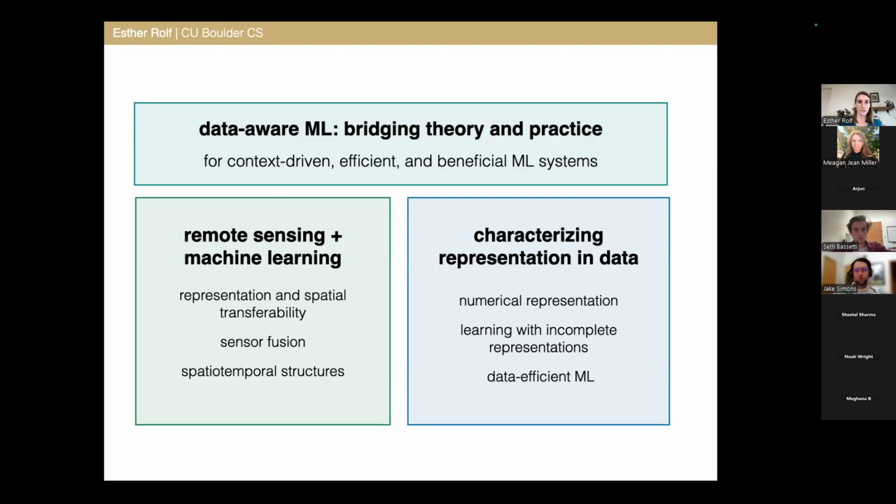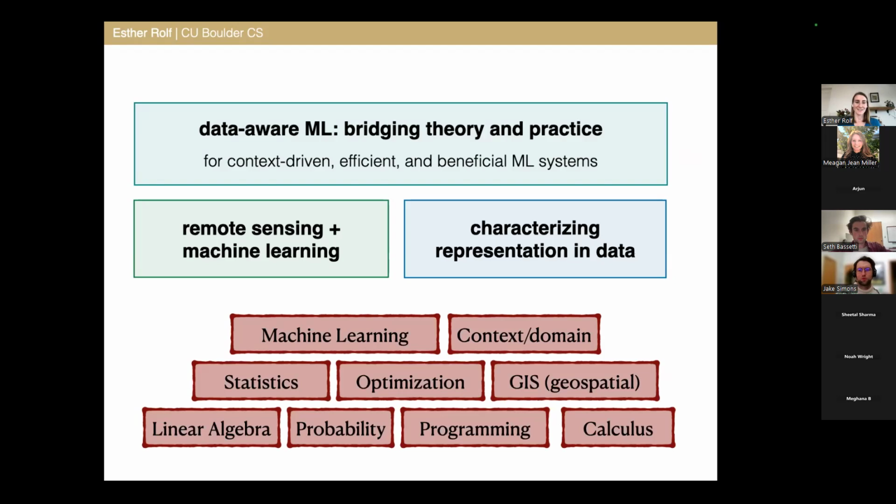Since this is a pre-advising session, I also want to note that there is a whole bunch of material and classwork that comes as the foundation to being able to do this type of research. So machine learning and this context or domain-driven machine learning are supported by foundational skills in statistics, optimization, sometimes GIS work, linear algebra, probability, programming, all the way back to calculus.